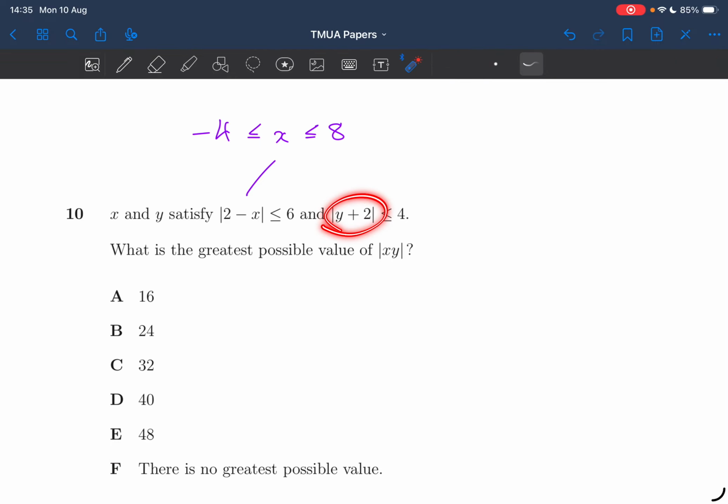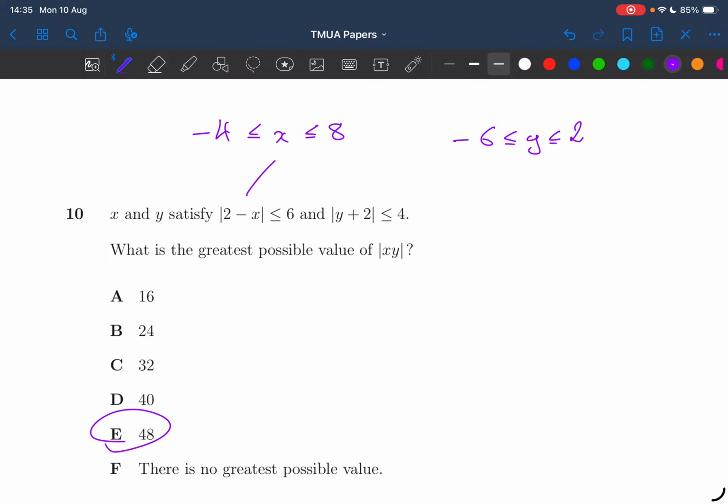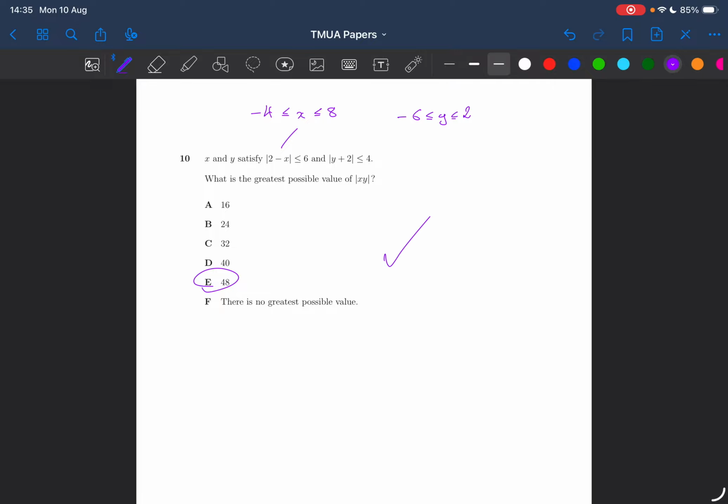Very similar. How far away are we from minus 2? We know that it's going to be 4 away, so minus 6 up to positive 2. So now what's the biggest value of X times Y, ignoring any negatives? 8 and 6 makes 48. Simple. 10, E, yep, lovely, big tick, move on.